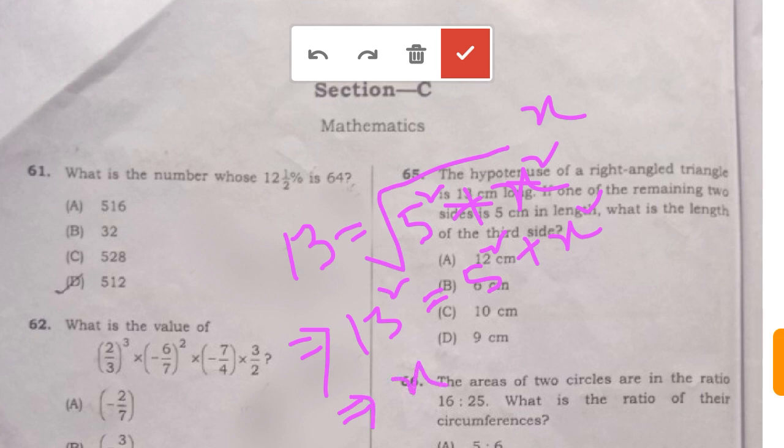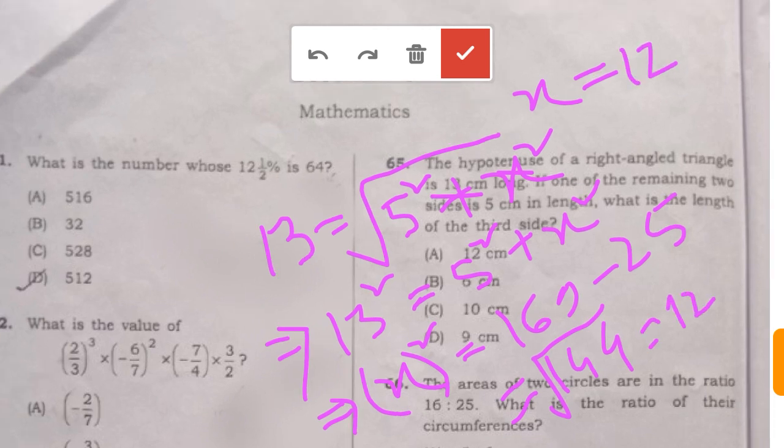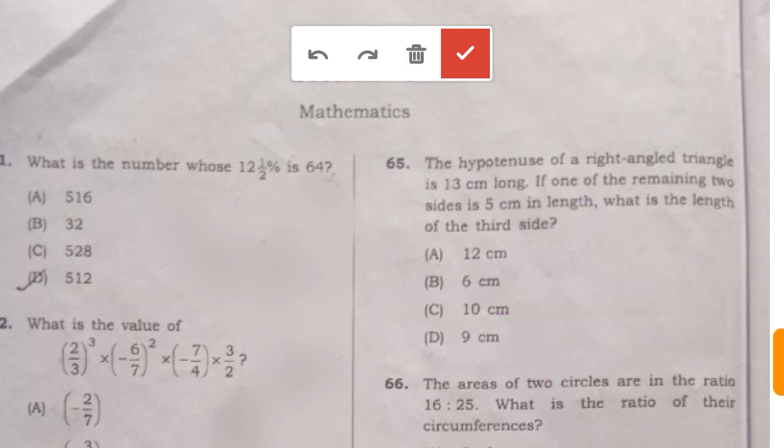This is equal to x square, which is equal to 13 square minus 5 square, which is 169 minus 25. That means 144. Since here it is x square, we have to find out the x. So x is equal to the square root of 144. That means 12, since we can write 144 is equal to 12 into 12. Okay, so the correct answer will be option A, 12 centimeter.